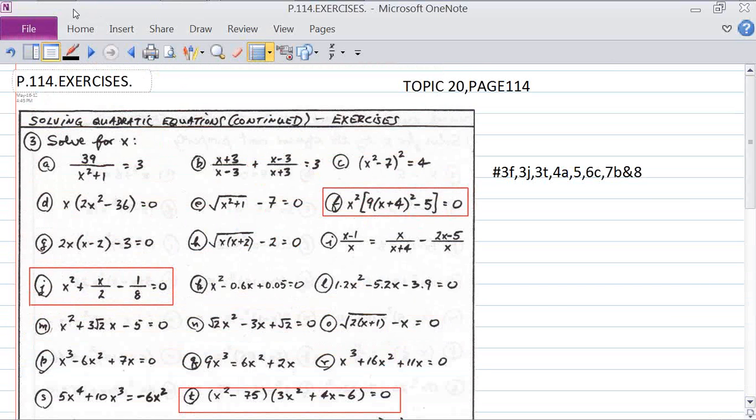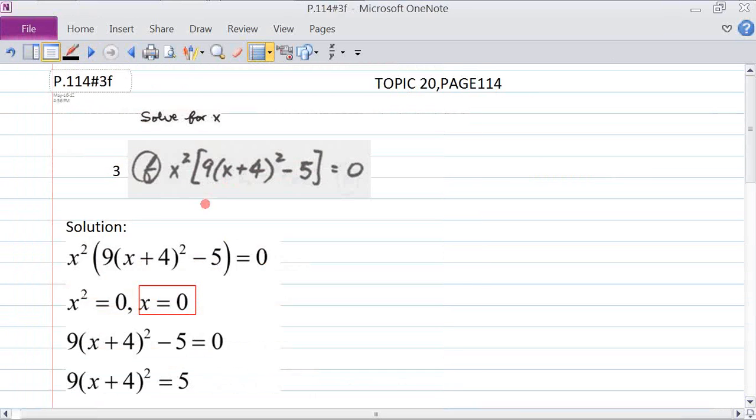So getting started on the first problem, 3F, we have to solve for x. We have the product of x squared and this term which is in brackets. If the product of these two is 0, one thing we can say is that the first term, x squared, can equal 0, so one of the possibilities is that x is 0, because if this is 0, then 0 squared is 0, and 0 times whatever is in this bracket is also 0. So one of the solutions is 0.